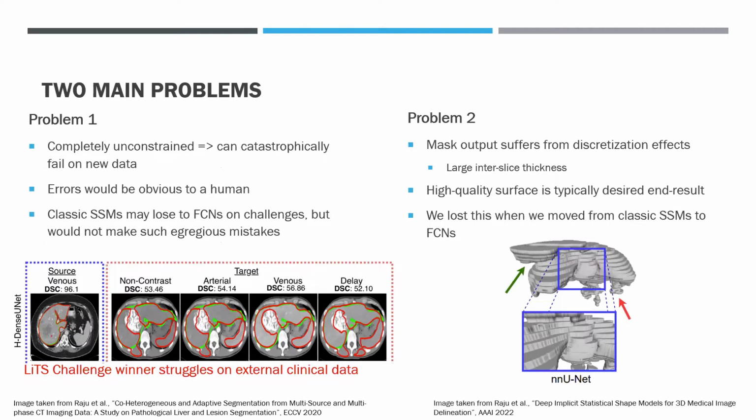The first problem, I think the bigger problem, is that their bottom-up approach means that they're completely unconstrained. An issue with that is that they can catastrophically fail on new data, because there's no guarantee that they're going to provide a segmentation that makes sense. Sometimes they can make an error that would be really obvious to a human. A human wouldn't make that error. For example, here we have the winner of the LITS challenge on the left, and on the LITS data it does quite well. But if we present it with new clinical data, which has some features it hasn't seen before, new lesion types or treated lesions or new comorbidities, it can make really egregious errors.